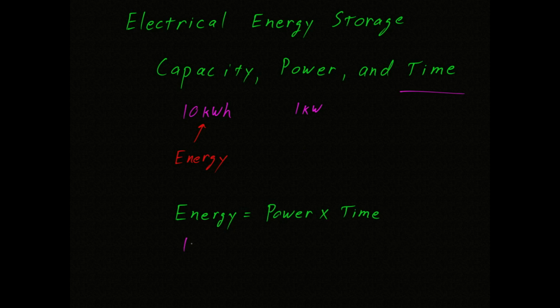So if you knew the energy was 10 kilowatt hours, and you knew the power was 1 kilowatt, you could calculate the amount of time that it could deliver this energy. In this case, it's 10 hours.